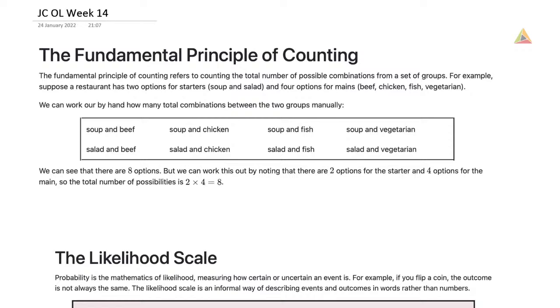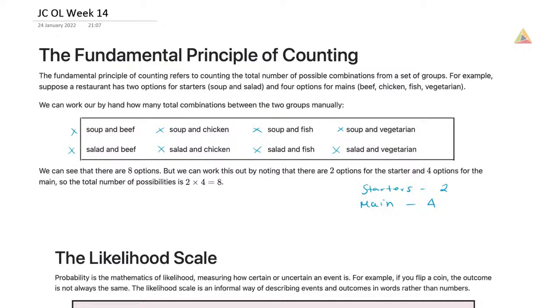So if we've already been told that there are two options for starters, and then for main we have four options, we can work out by hand: you can have soup and beef, soup and chicken, soup and fish, or soup and vegetarian. Or you can have salad and beef, salad and chicken, salad and fish, or salad and vegetarian. So they're the 8 different combinations that you can have.